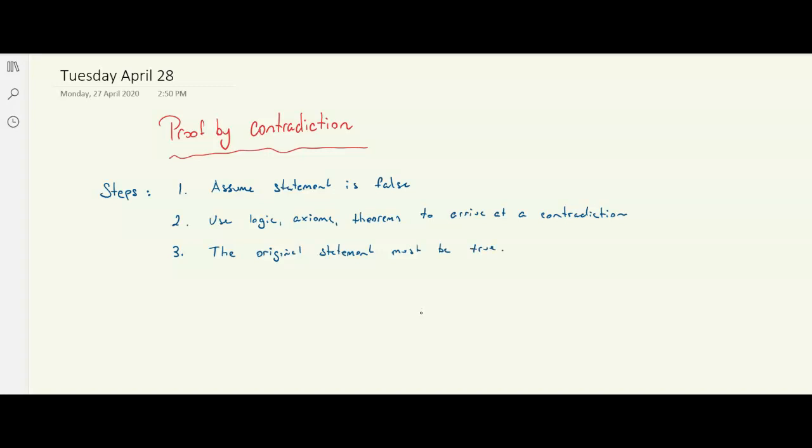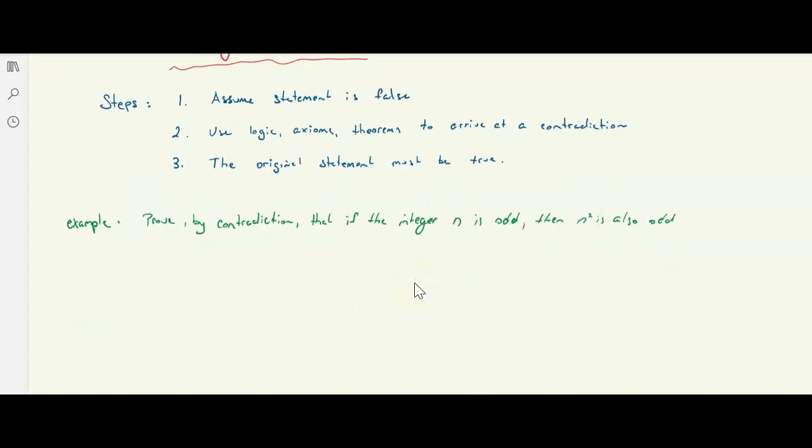Okay, so how does this work? Let's look at an example. In the first example, we're asked to prove by contradiction that if the integer n is odd, and odd to us means the integer n, so we'll use some other pronumeral, then odd is represented by 2p plus 1, then the square of n is also odd.